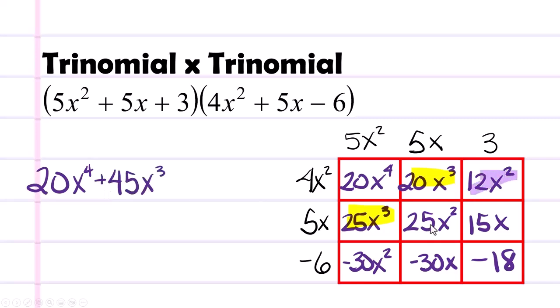I actually have 3 x squared terms that need to be combined. And when you do all of that, negative 30 plus 25 plus 12, I worked it out ahead of time. It's going to be 7x squared. We have 2 x terms. And I've run out of space. We'll go down to the bottom here. 15x and negative 18.